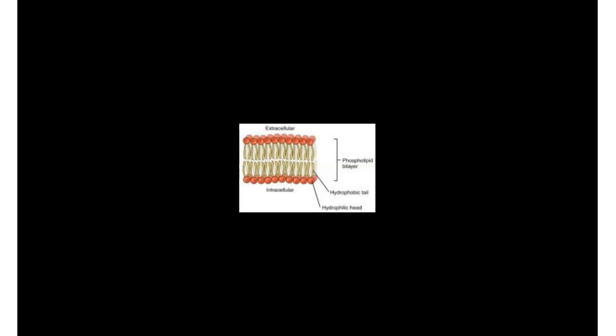And why it is bilayered: it means two layers of phospholipid are arranged. That's why it is known as a bilayered phospholipid. So the membrane is made up of bilayered phospholipid layers. Okay, clear now?